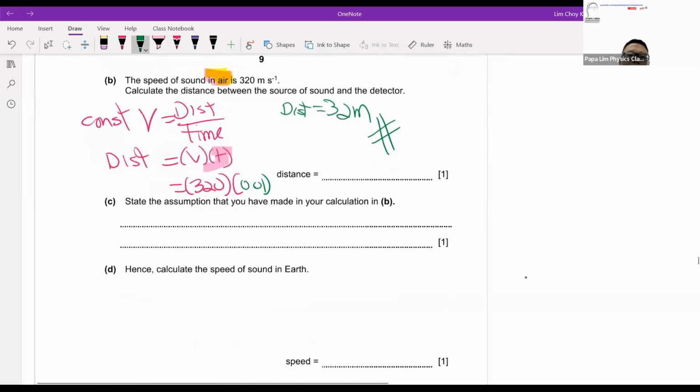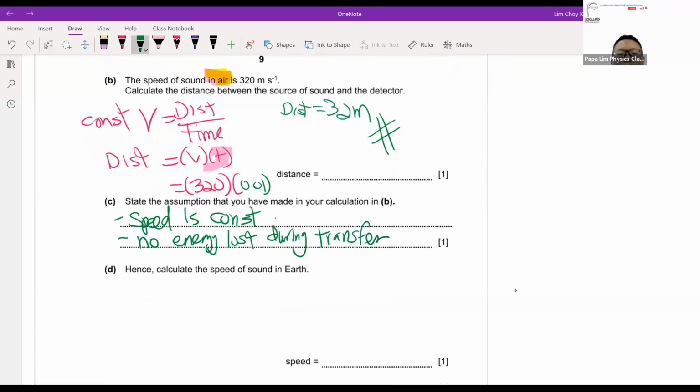State one assumption made in the calculation of B. This one is quite standard. You can say that the speed remains the same, that the speed is constant throughout. Or you can say that there's no energy loss, no heat loss, because when you transmit, sometimes there will be collisions and there will be heat loss. So we say there's no energy loss during the transfer.